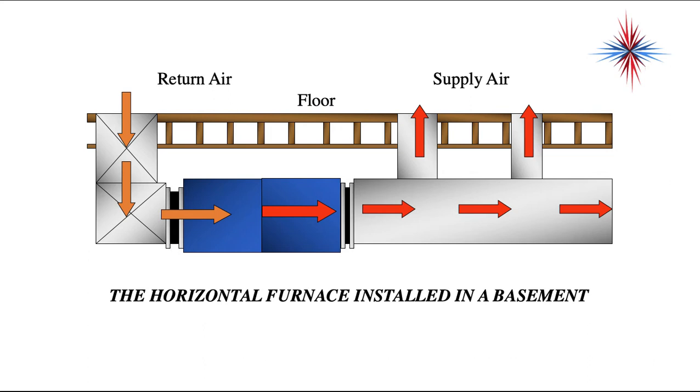So again, it's horizontal. Now, if we needed to turn this around and blow that way, we'd have to make some minor adjustments in the furnace, but this just would be flipped over and mounted the other way. If there's air conditioning, you would have a coil in here as well between the heat exchanger and the supply air.